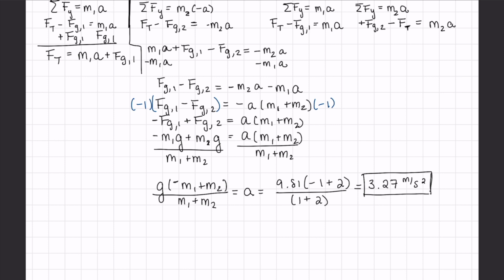The second part of our question is asking for the tension. So now that we have acceleration, we can just plug that into the equation that we had for box 1 and then solve for Ft. So I'll squeeze this in here. Ft is going to be 1 times 3.27 plus 1 times 9.8, which equals 13.1 newtons.